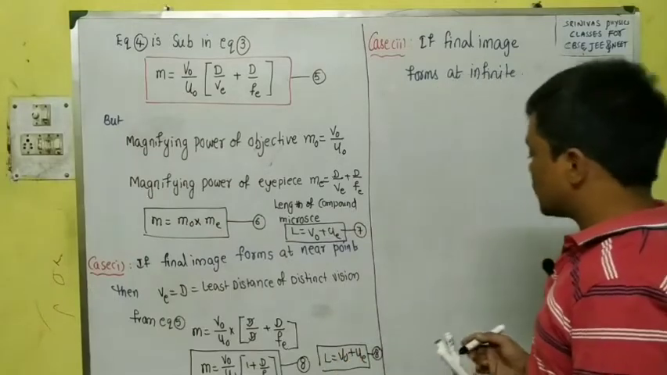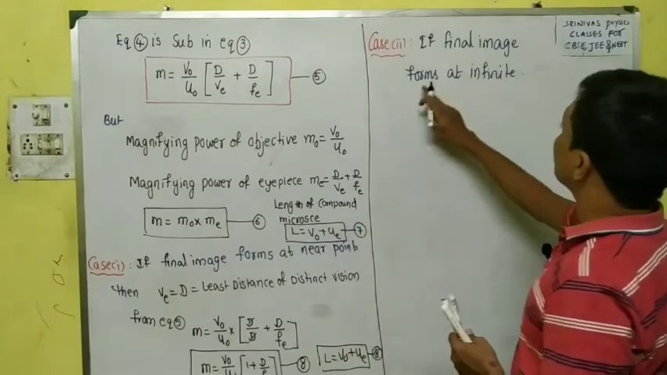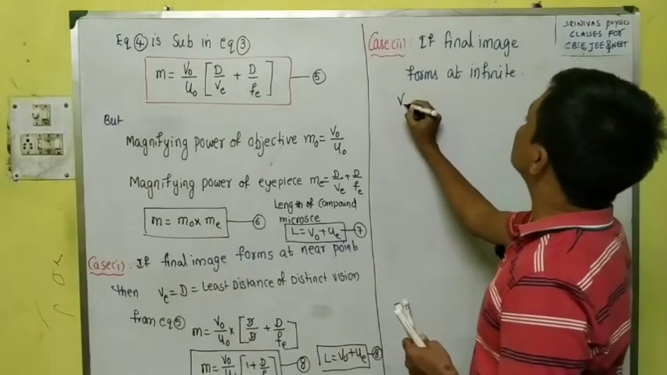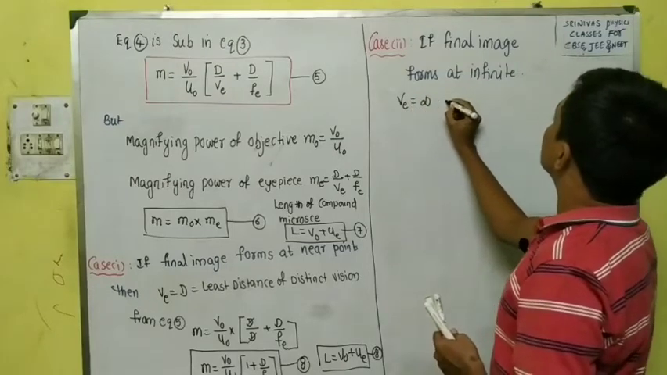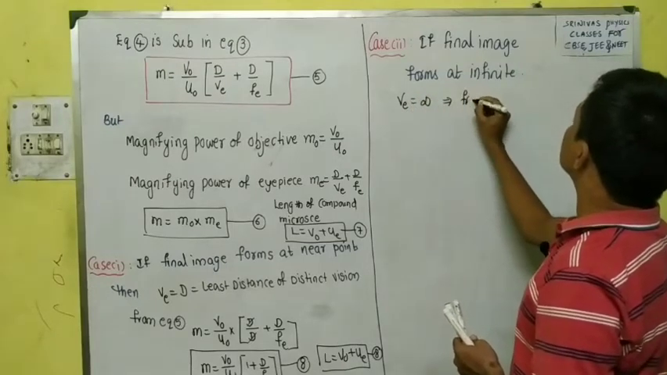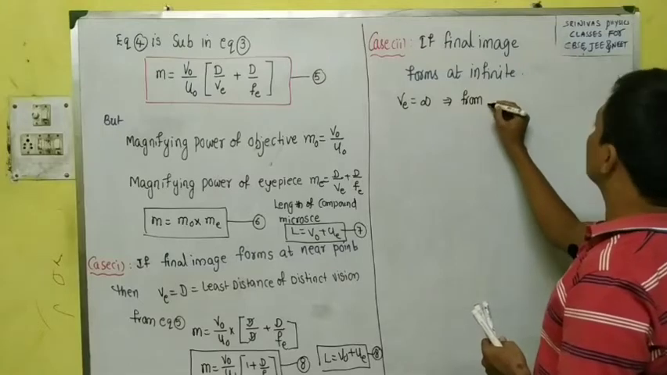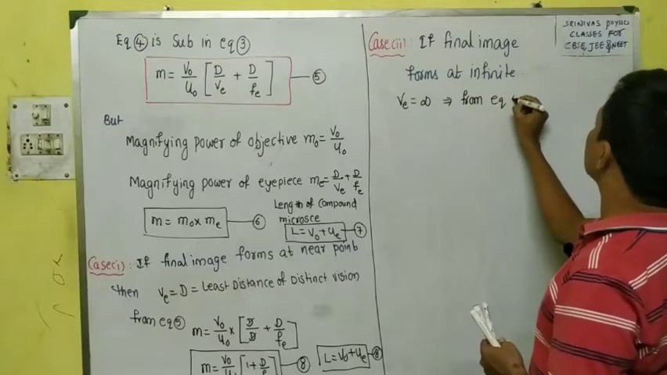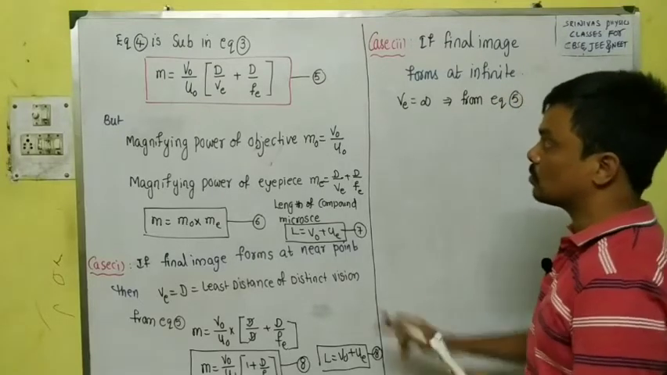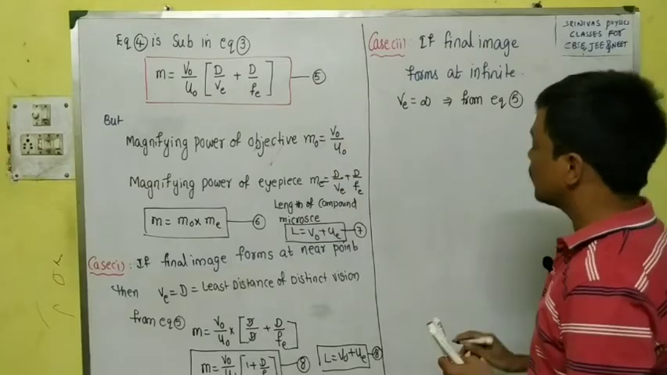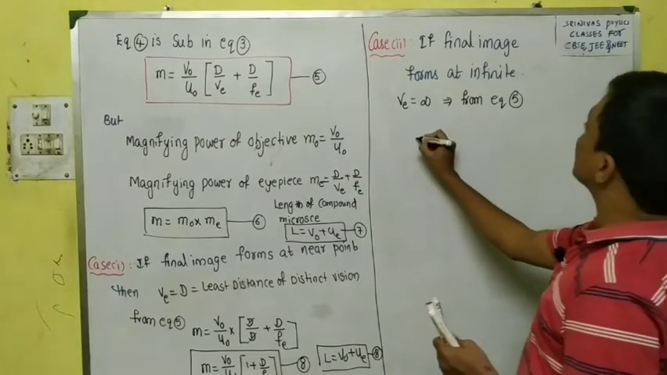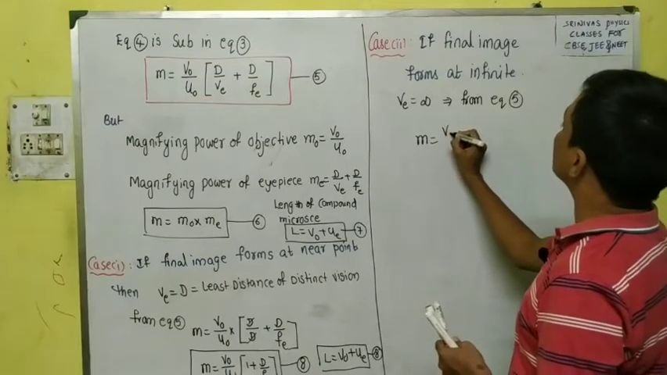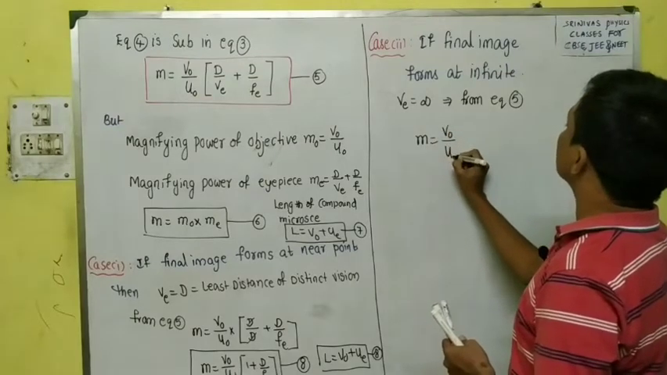Next, if the final image forms at infinity, then the final image distance we write is infinity. This we have to substitute in equation 5, not equation 6 and 7. Then from equation 5 we write M is equal to V naught by U naught.